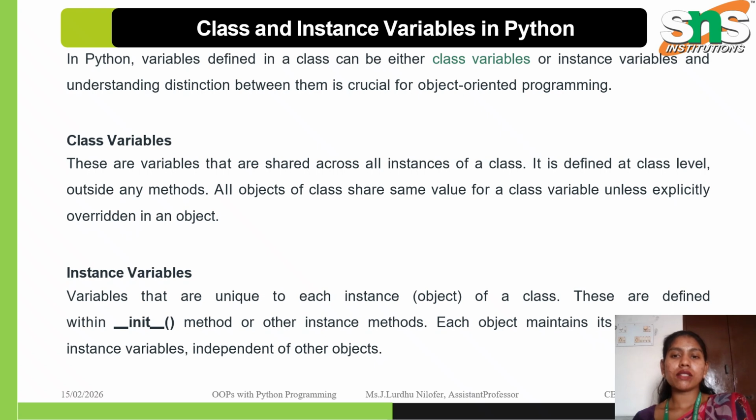Then class and instance variables in Python. Class variables are shared across all instances of a class. They are defined at the class level, outside of any method. All objects of the class share the same value for a class variable unless explicitly overwritten in an object. Instance variables are unique to each instance or object in the class. They are defined within the init method, which is usually used as a constructor method.